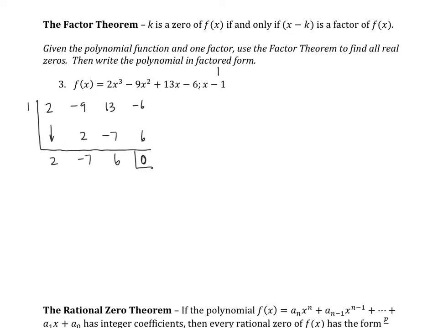So since we started with an x cubed, this is going to be an x squared, right? So if I want to write this out, I will get 2x squared minus 7x plus 6. That's what's left over, right? That's the quotient. And so now it asks us to write the polynomial in factored form and find all real zeros. Okay, so we want to try to factor and write them all in linear factors.